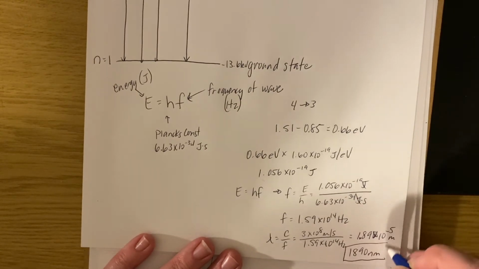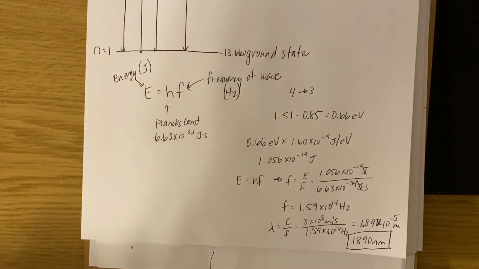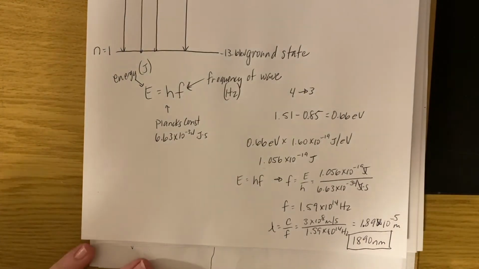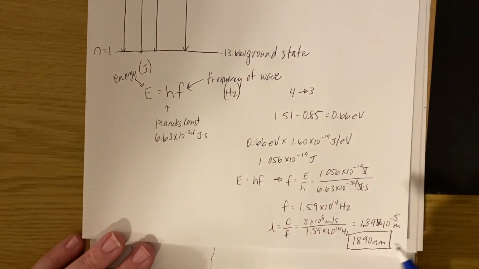So with this falling, it'll fall outside of the visible part of the electromagnetic spectrum. It's a longer wavelength, so it falls in the infrared part of that spectrum. So that's one way of looking at it.